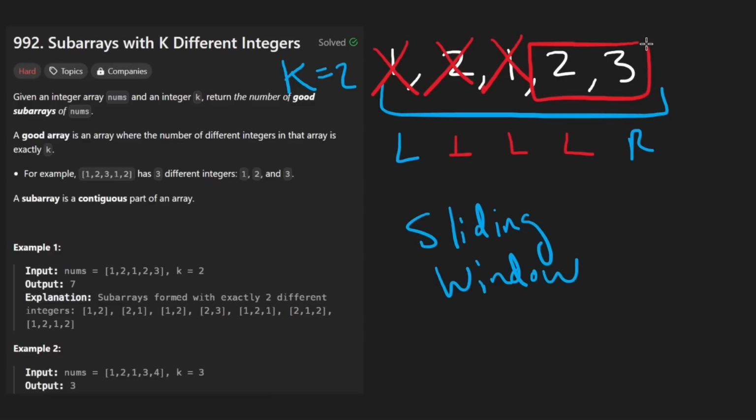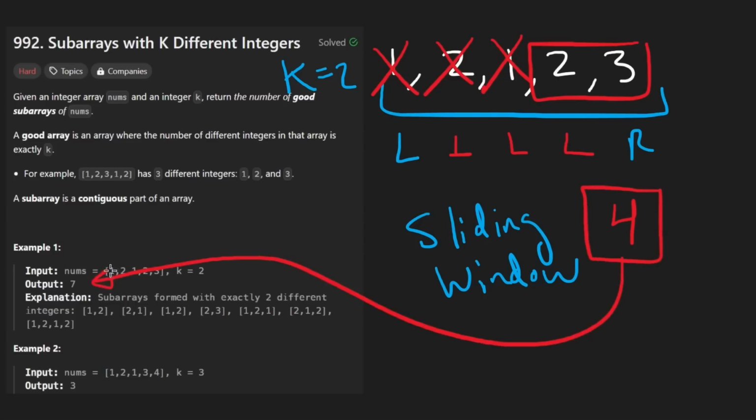Now we do not have 3 distinct integers. So this is now another good subarray. With this method, we counted 4 good subarrays. Now we undercounted, we missed some subarrays. So let's go back and replay that portion, figure out what we missed. So in that regard, this is pretty similar to yesterday's problem.